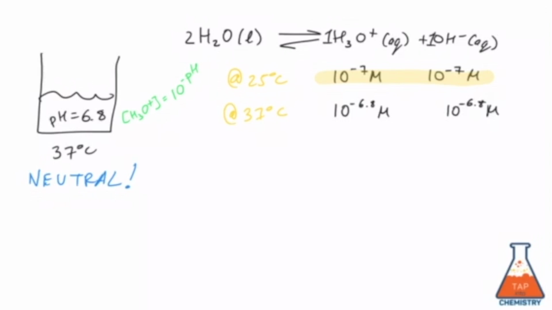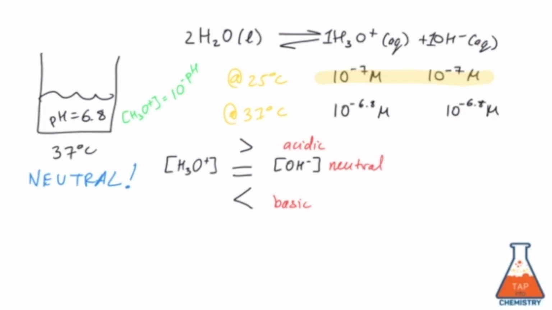So what does make a solution acidic or basic? As you have probably figured out, it is not the pH. In fact, only the relative concentrations of hydronium and hydroxide can tell us if a solution is acidic, basic, or neutral. When the concentration of hydronium is greater than that of hydroxide, the solution is acidic. When it is less, the solution is basic, and when the two are equal, the solution is neutral.